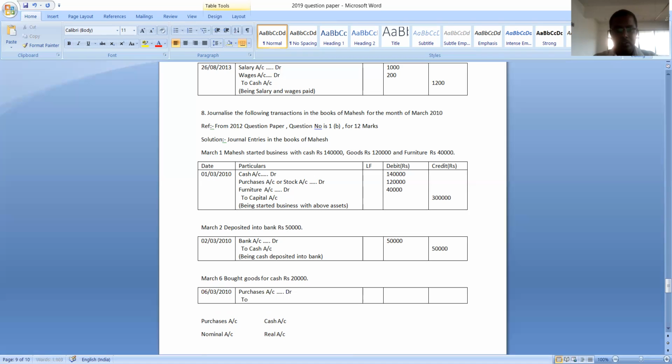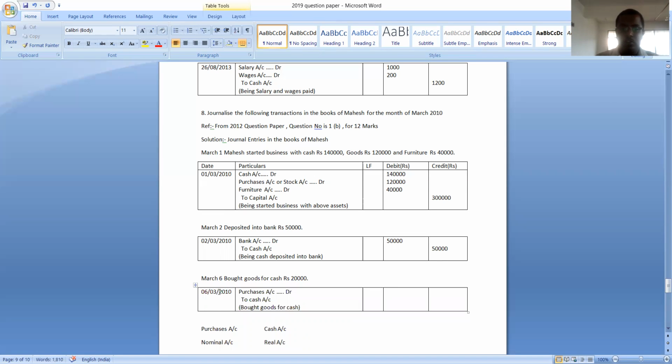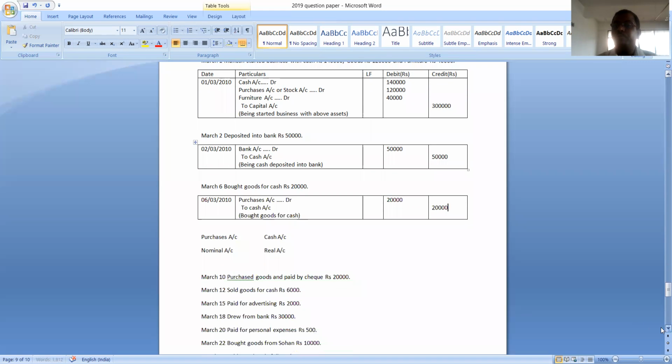Then cash account should be credited. Why should cash account be credited? Because here cash is going out of the business. So what is the narration? Narration is bought goods for cash. Ledger folio column is nil. Debit column rupees 20,000. Credit column rupees 20,000. Understood?